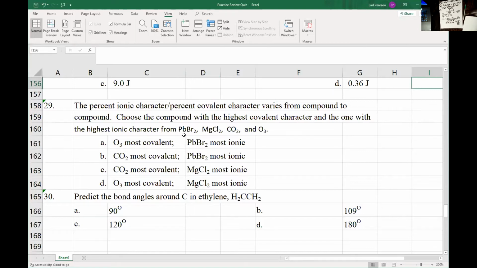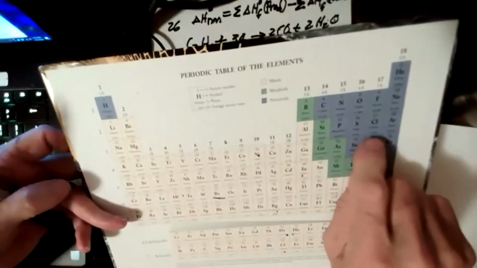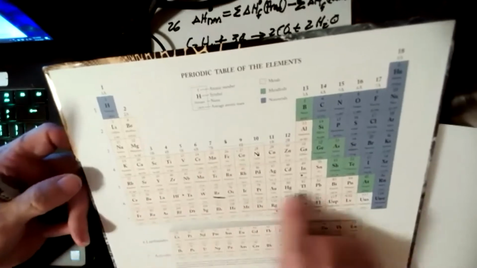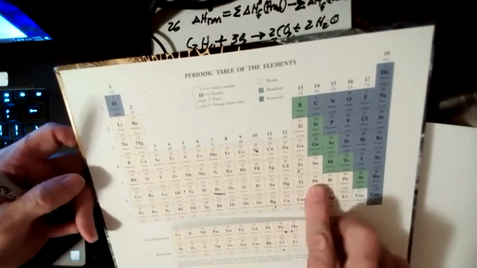So we're looking then at the difference between ionic character of lead bromide and magnesium chloride. Well, on the periodic chart, let's switch over to the camera so you can see the periodic chart. We've got magnesium and chlorine, and we've got lead and bromine.